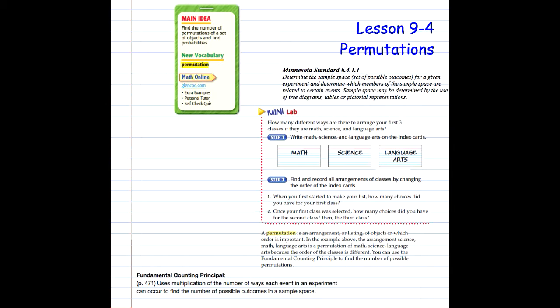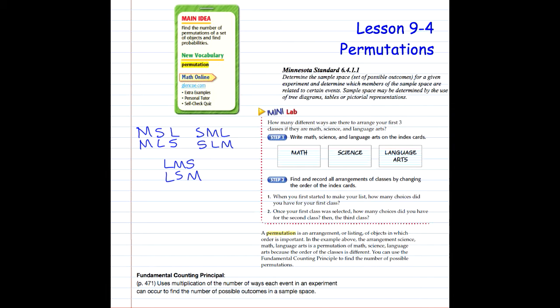I'm going to abbreviate. I'm going to do math, science, language arts. Then I'm going to change the arrangement slightly. I'm going to do math, language arts, science. Then I'm going to do science, math, language arts, science, language arts, math. Then I'm going to do language arts, math, science, language arts, science, math.